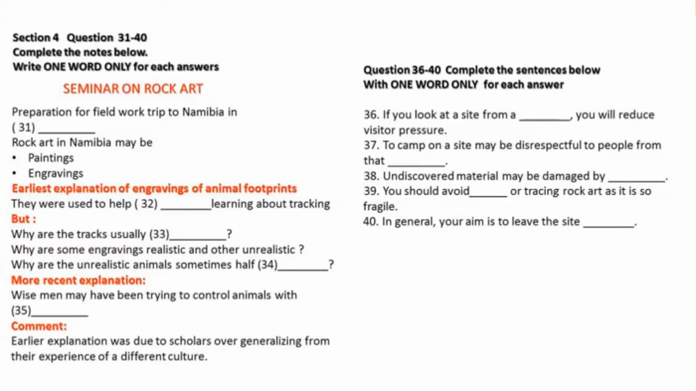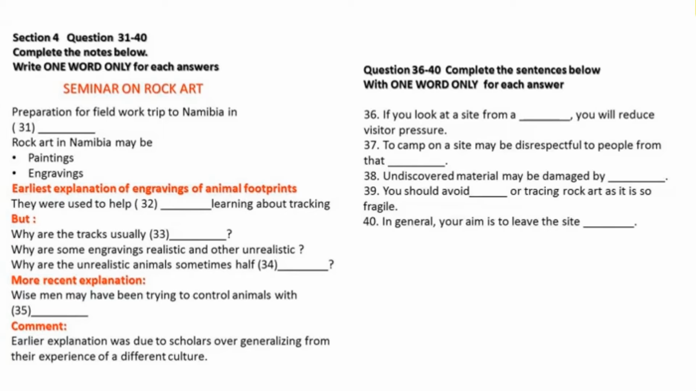In Namibia, there are both paintings and engravings. That's where the surface of the rock is cut out. Many of the engravings show footprints of animals, and most scholars used to think that the purpose of these was simple and obvious. This rock art was like a school book with pictures to teach children about tracks, which track belonged to which animal, giraffe, lion, and so on. But there were some mysteries.